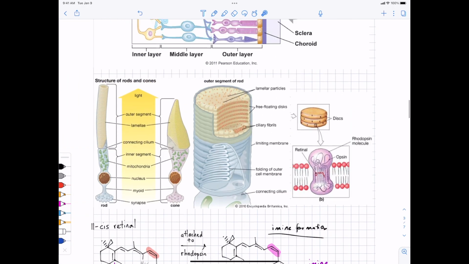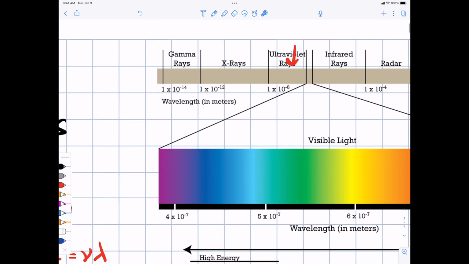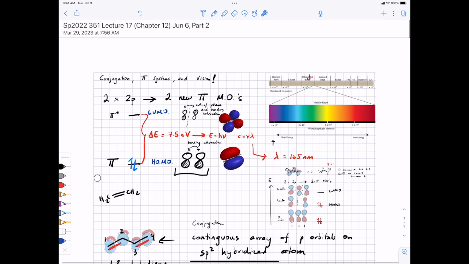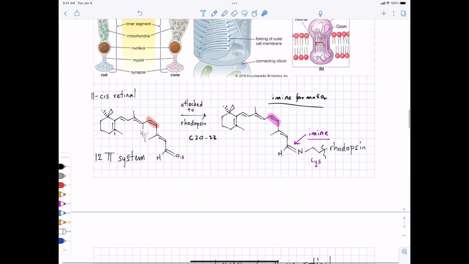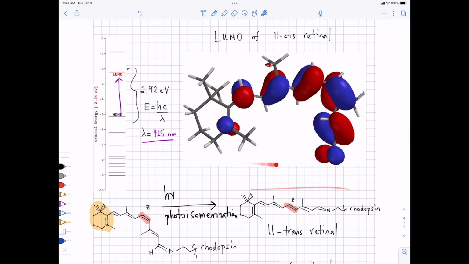In fact, let's see, we got it? No, yes, there we go. 425 nanometers, that puts you here, sort of in the purple. All right? When light is absorbed by this molecule in the rhodopsin, that weakens one of the pi bonds. Because this is a conjugated system, it's hard to tell which one it weakens, and that allows for isomerization from cis to trans.